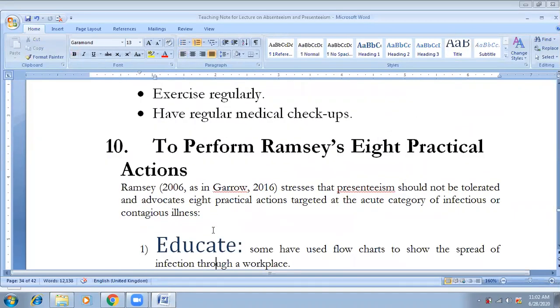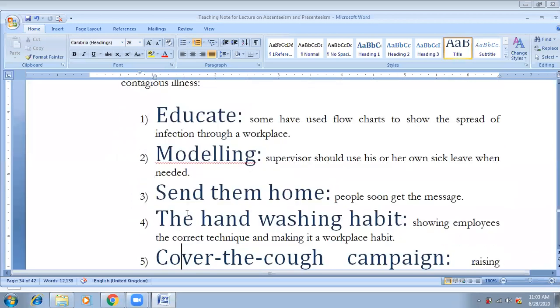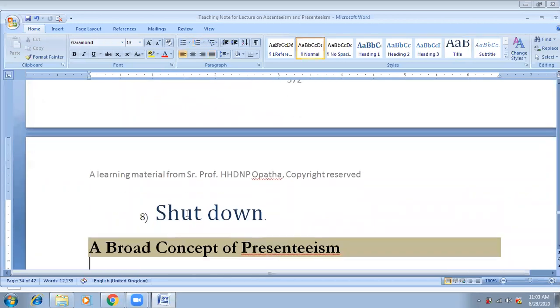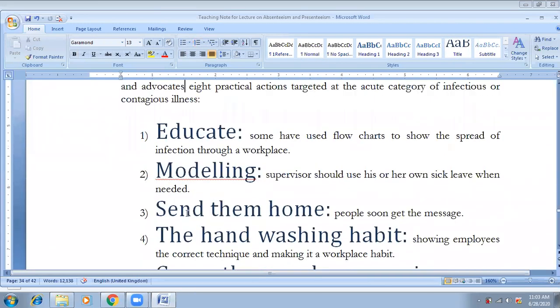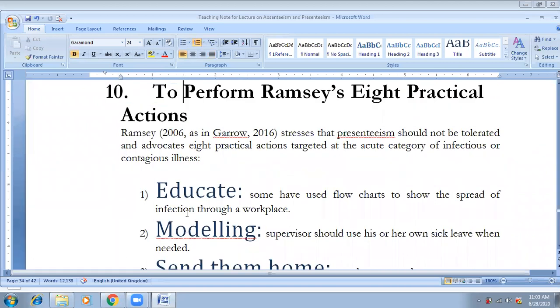Then to perform Ramsey's 8 practical actions. I wrote this when I was writing this book, Sustainable HRM. Now I can realize that these strategies are especially useful for this corona time. Ramsey, in 2006, mentioned and stressed these things.